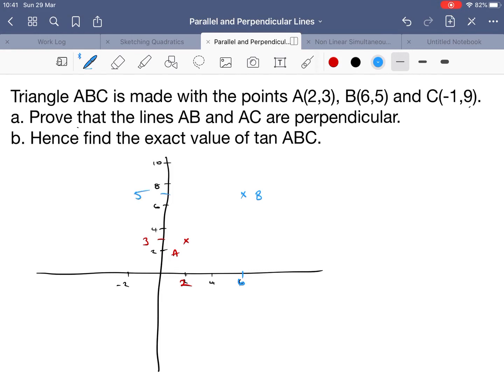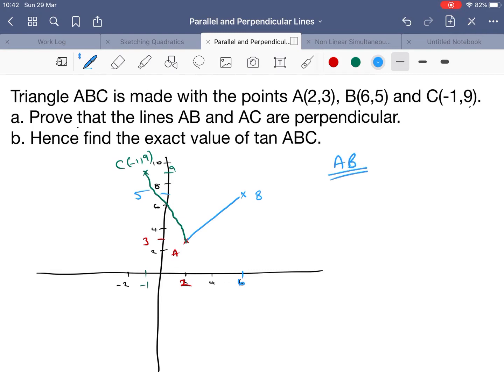And then the point C, let's have a green. We shall have that at minus 1, 9, which is about there. So we've got, oops, minus 1, 9. Okay, minus 1, 9. Prove that the lines AB and AC are perpendicular. So let's put these lines on to begin with. There's AC and there's AB. Right, I'll do AB first, just because it's alphabetical.